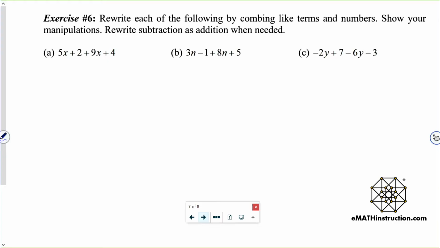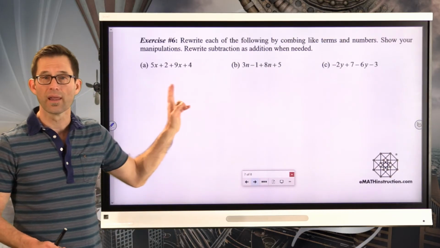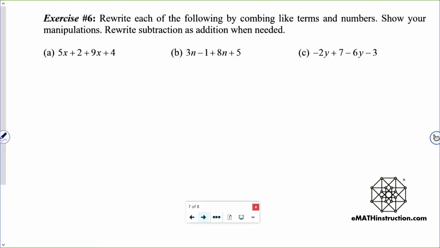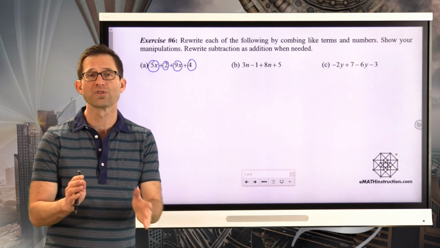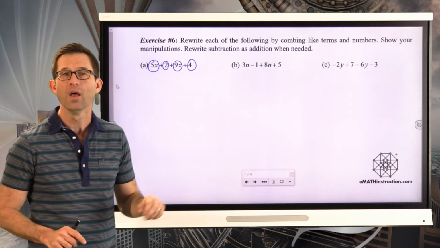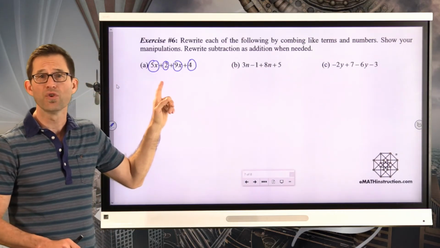Exercise number 6. Rewrite each of the following by combining like terms and numbers. Show your manipulations, rewrite subtraction as addition when needed. All right, this is great. So let's take a look at letter A kind of in depth. Letter A, I just want to point something out. It's got 1, 2, 3, 4 terms, right? This is a polynomial that's got 4 terms to it. Remember, terms are separated by addition and subtraction, right? So I've got a 5x and a 9x. Those are like terms. And then I've just got a 2 and a 4.